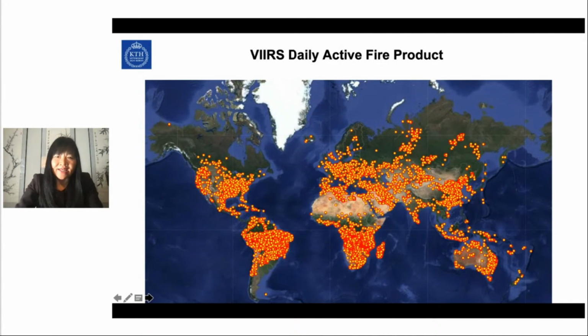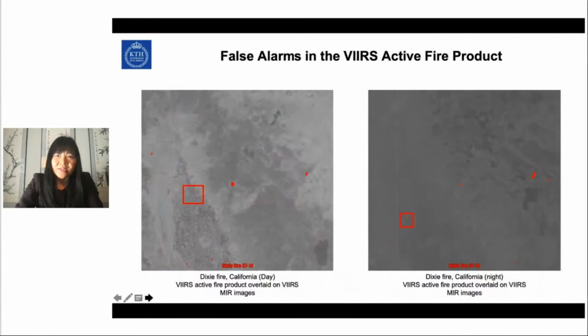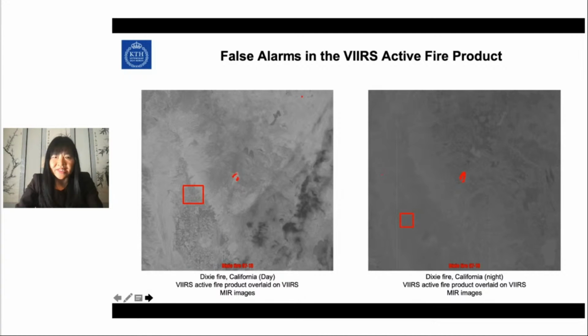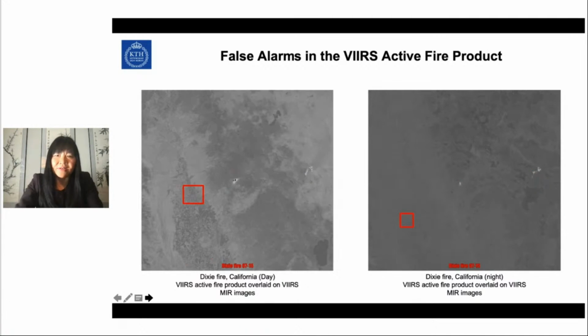These are on the daily, and it's very useful for emergency services. However, there are many false alarms. So here I show an example of some false alarms detected for the Dixie Fire, the largest fire in California this year, second largest in California's history.